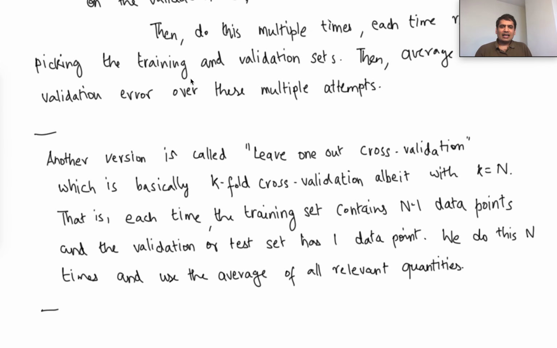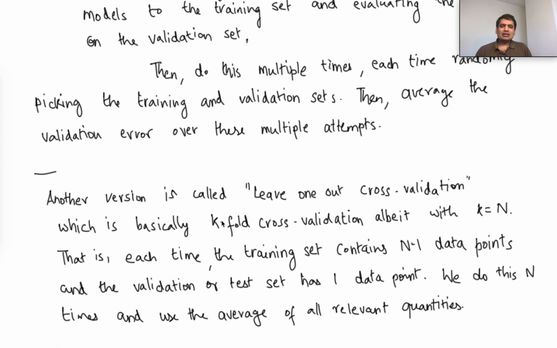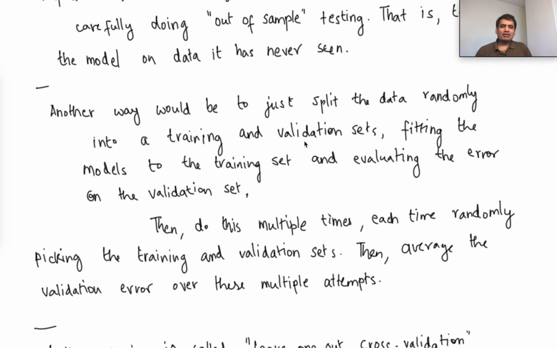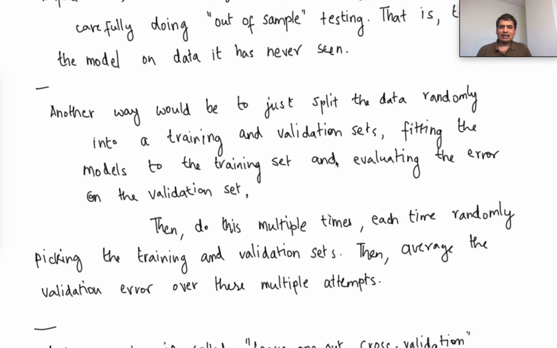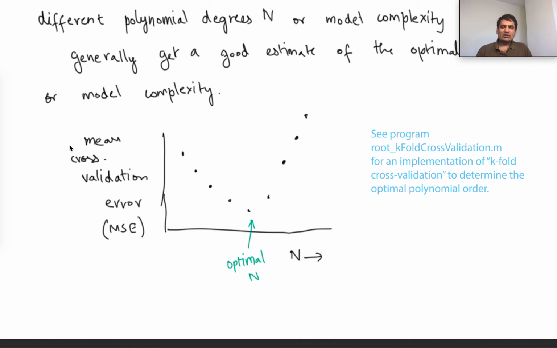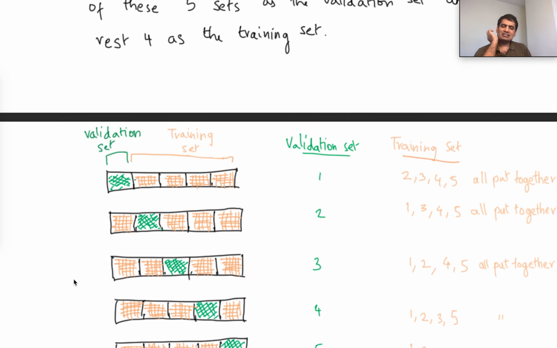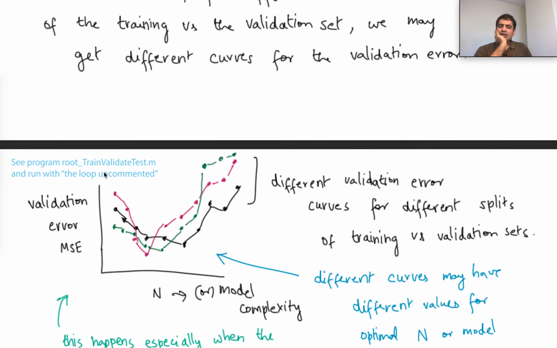I guess I have a couple more remarks about these cross validations, but you can read those in your posted notes. I'll post this PDF online. You can take a look at that. So let's look at an implementation of k-fold cross validation and also train test validate.